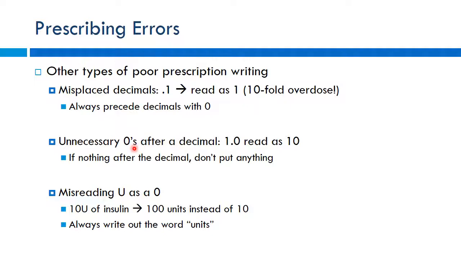Writing unnecessary zeros after the decimal. You can just write 1. You don't have to write 1.0 because that can be misread as 10, and again, another tenfold overdose. We don't want that. So again, if there's nothing after the decimal, don't put anything there. So if you're writing for 5 milligrams, just write 5, not 5.0.